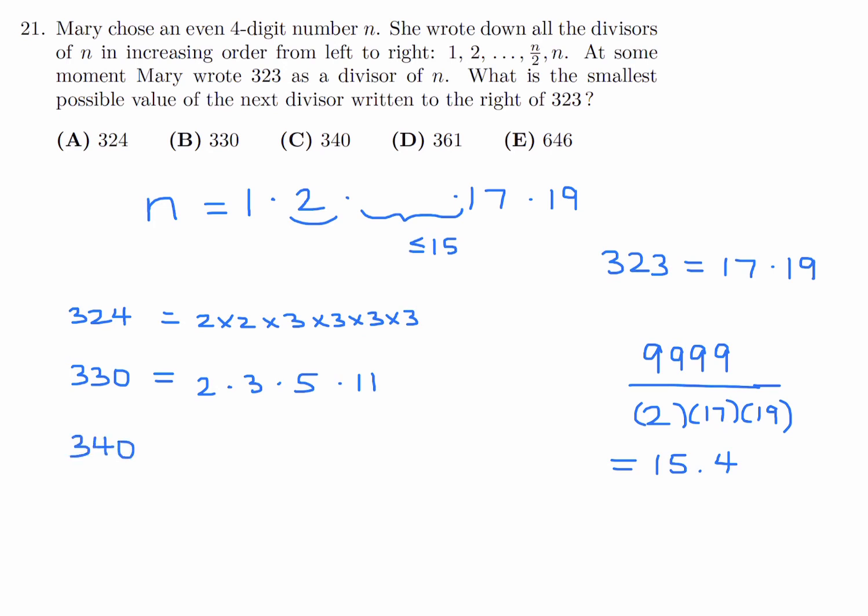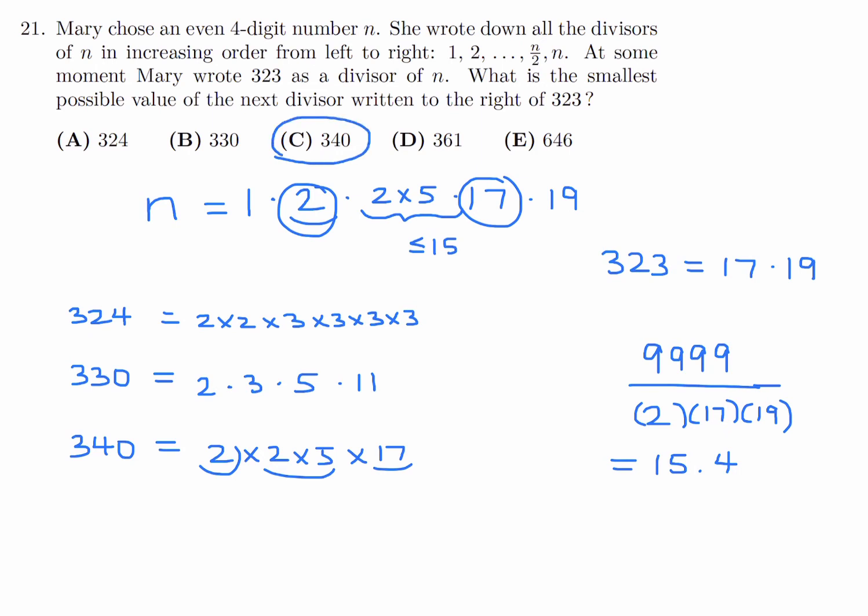How about 340? 340 is equal to 2 times 2 times 5 times 17. Well, the 2 is there, the 17 is there, so that means the 2 times 5 goes here, and that's 10, and that is indeed less than 15. And they want the smallest, so since we've already established that 340 would be possible, we don't need to worry about these two since they're bigger and we want the smallest.